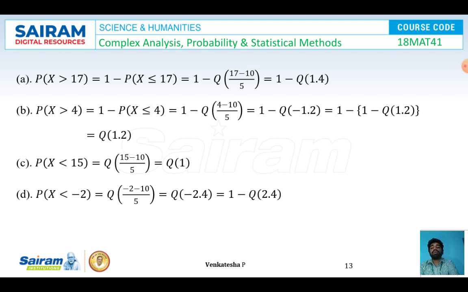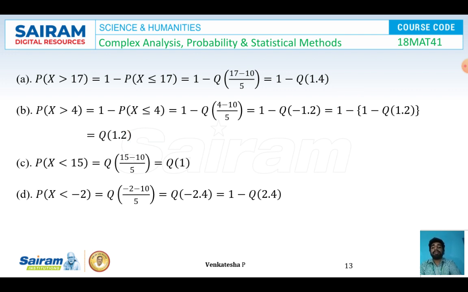Similarly, next one, p of x is greater than 4. So it will be equal to 1 minus p of x is less than or equal to 4. It will be equal to 1 minus q of (4 minus 10) by 5. So in the expression, I am replacing x is equal to 4. After simplifying, I got the value 1 minus q of minus 1.2, and I'll be converting this term into positive with this expression, that is 1 minus q of 1.2. So I got the value 1 minus q of 1.2 after simplification.